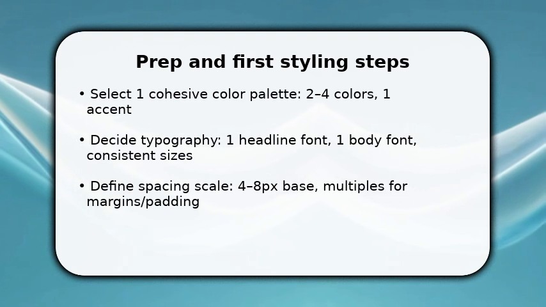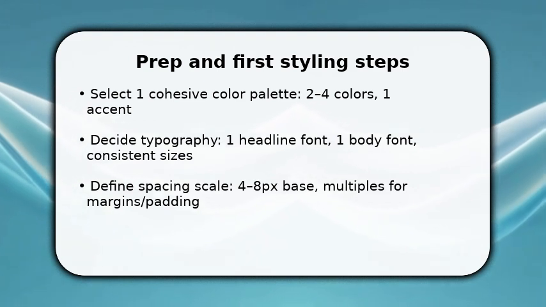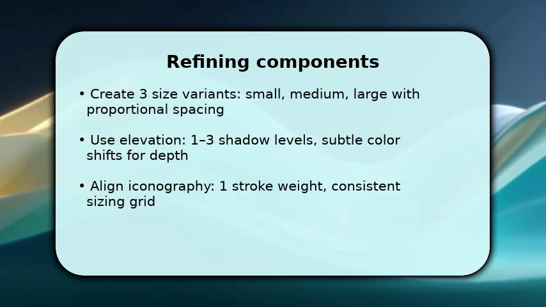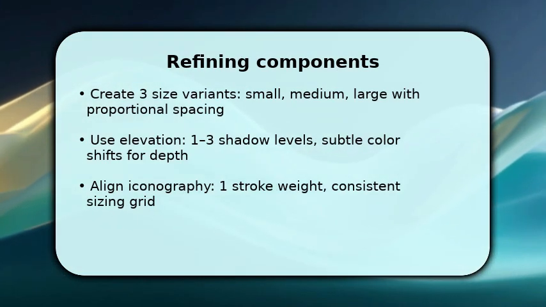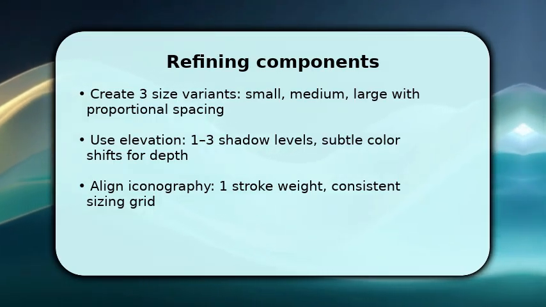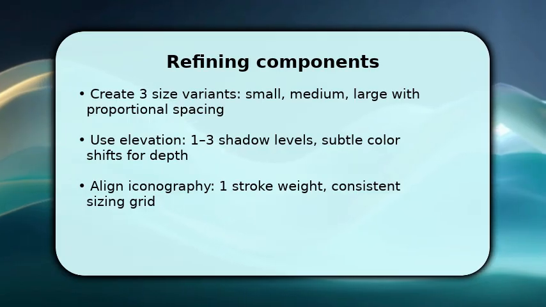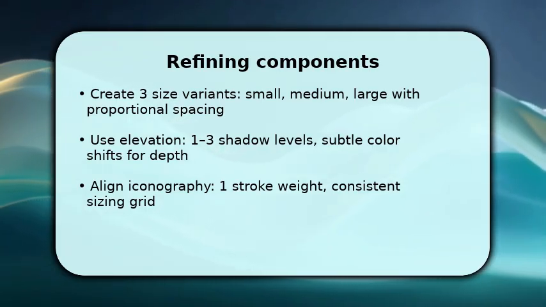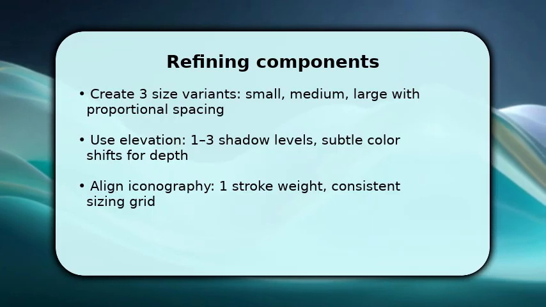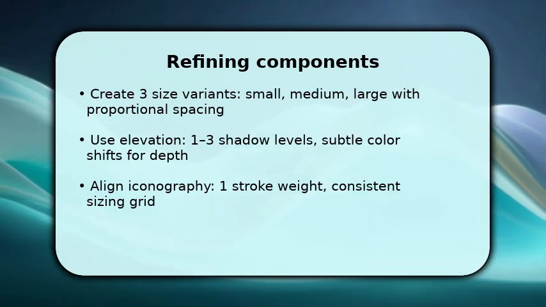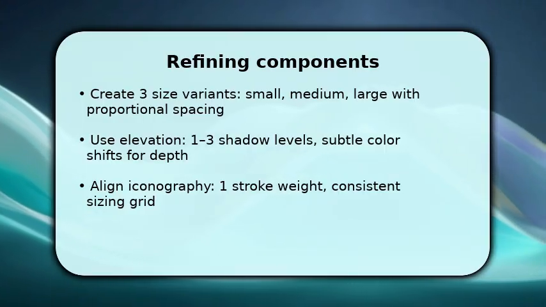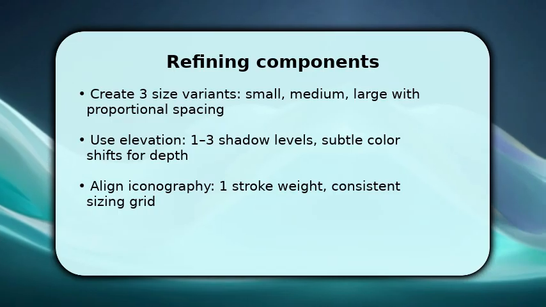You now refine variants and visual hierarchy. Build small, medium, and large sizes with proportional padding and font scaling so elements resize predictably. Then add subtle elevation using 1-3 shadow levels and slight color shifts to separate layers without heavy contrast. Make sure icons share a single stroke weight and size grid so they read as part of the system. This reduces visual noise and ensures each widget communicates priority and affordance clearly.